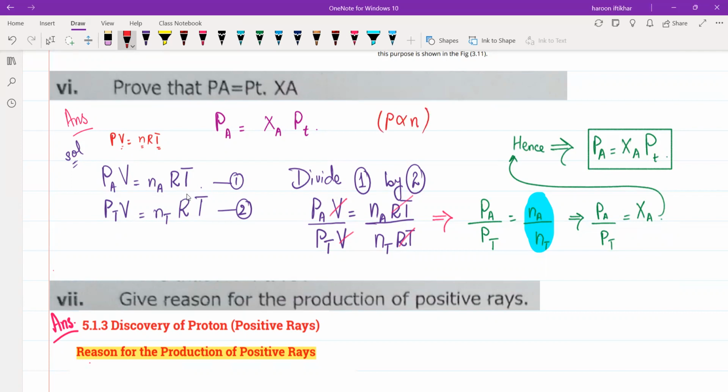Now we have PA into V is equal to nA RT. Similarly, PT into V is equal to nT RT. Now you can divide the two equations and you will get nA over nT, which is actually equal to the mole fraction. So this is the mole fraction of A.